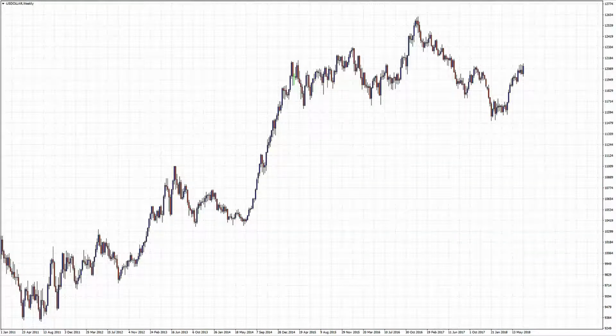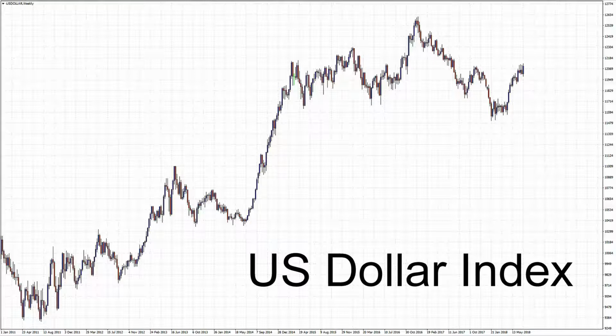With the dollar steamrolling all other major currencies last week, this week the US dollar index is the chart in focus, and we're going to explain what the US dollar index is and why you should be watching it.